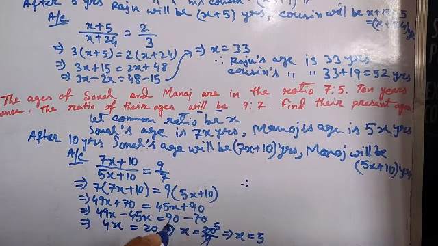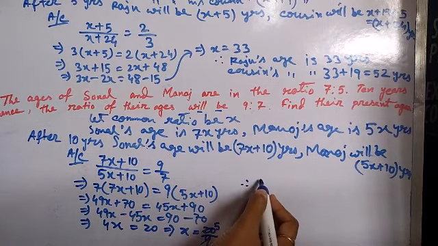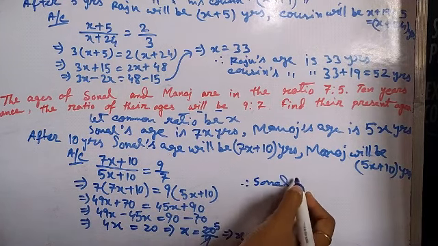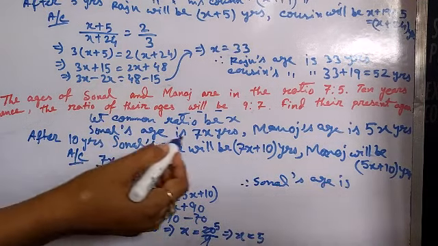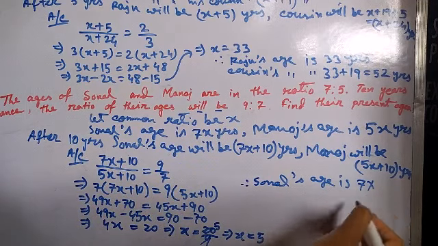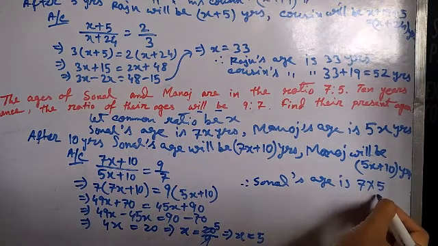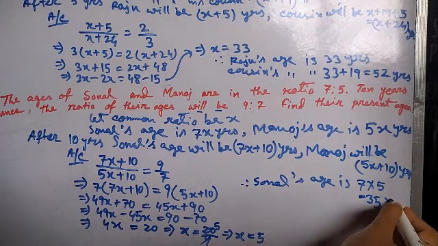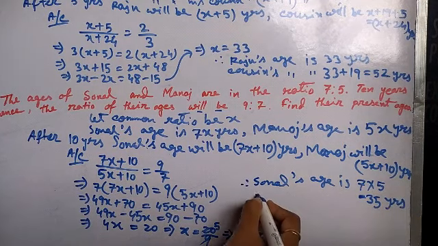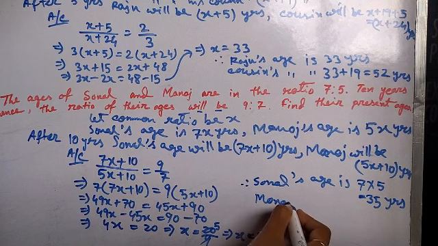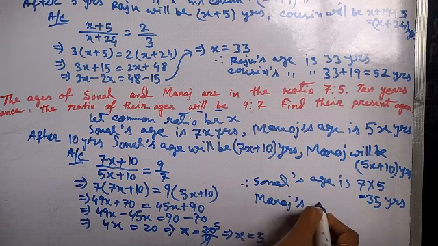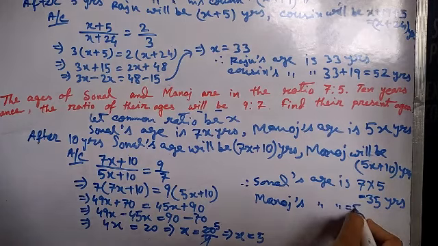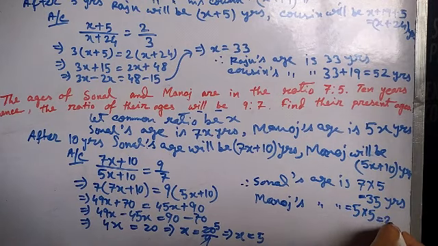Therefore, find their present ages. Sonal's age is 7x, that means 7 into 5, that means 35 years, and Manoj's age is 5 into 5, that means 25 years.